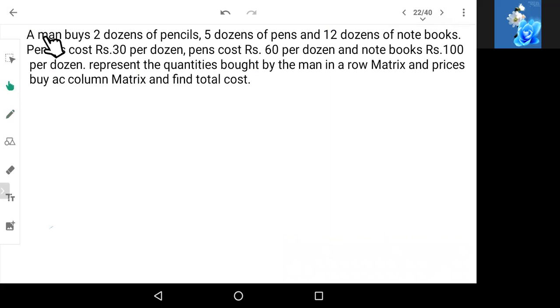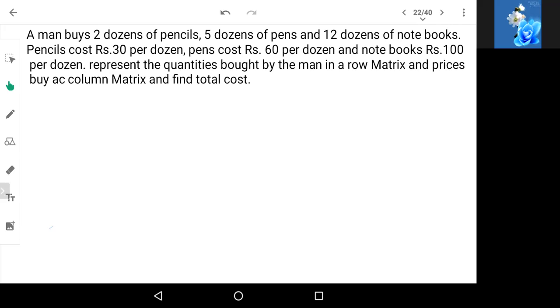A man buys 2 dozens of pencils. So, what is he buying? 2 dozens of pencils, 5 dozens of pens, 12 dozens of notebooks. This is what he buys. Now come to the second sentence. So this was the quantity. First line was the quantity. Now second line is the cost. Pencils cost rupees 30 per dozen. Pens cost rupees 60 per dozen and notebooks cost rupees 100 per dozen.